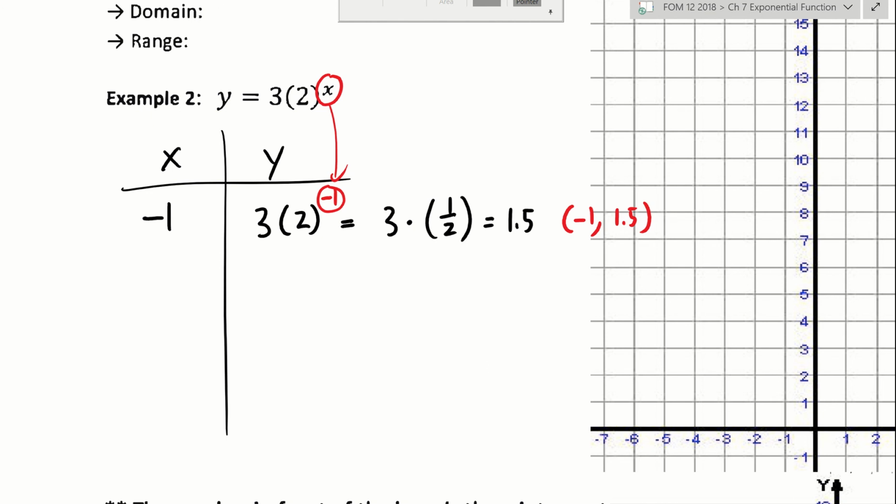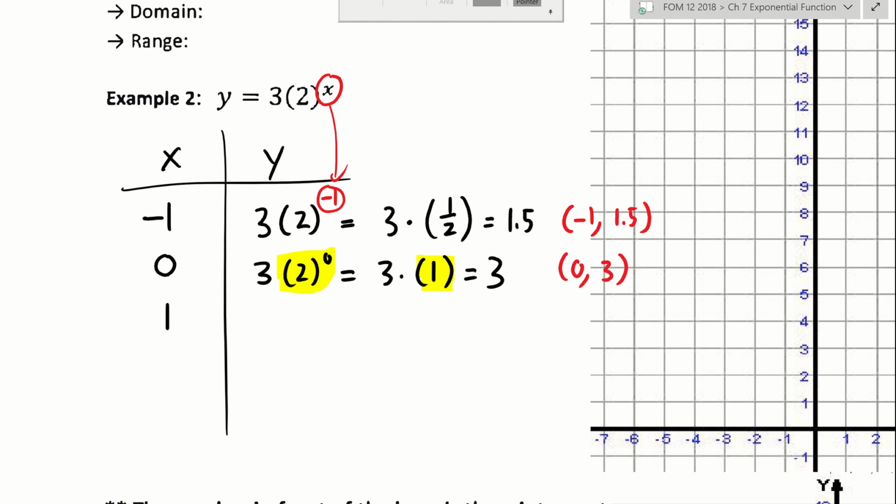Now let's find 2 more before we actually put it down. Try 0. So 2 to the power of 0: anything to the power of 0 is 1. So 3 times 1, which is 3. So now we have another point, 0 and 3, and then we can plot that too.